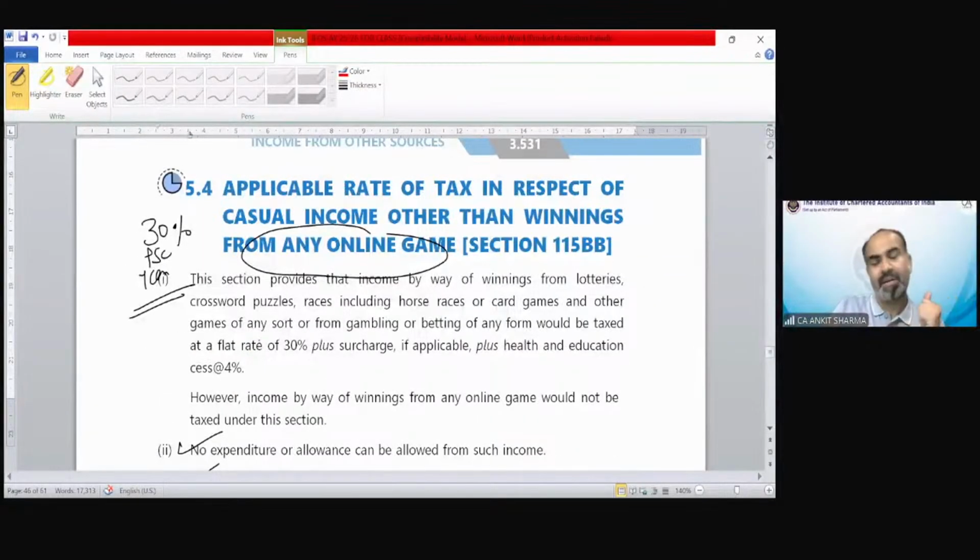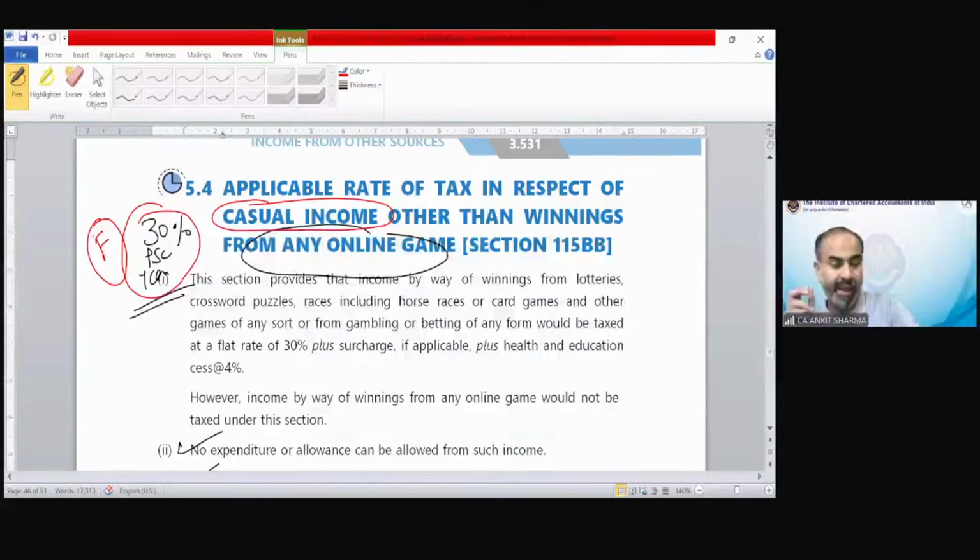Now the tax rate applicability in case of different income. So there are casual incomes. In case of casual income, the rate of tax is fixed and that is 30%. We have already seen in capital gain last session that the casual incomes are going to be taxed at 30%, and rebate can be claimed, but no deduction, no expenses, no loss. You cannot claim anything from your casual income as an expense. So, the applicable rate of tax in respect of casual income other than winning from any online game.